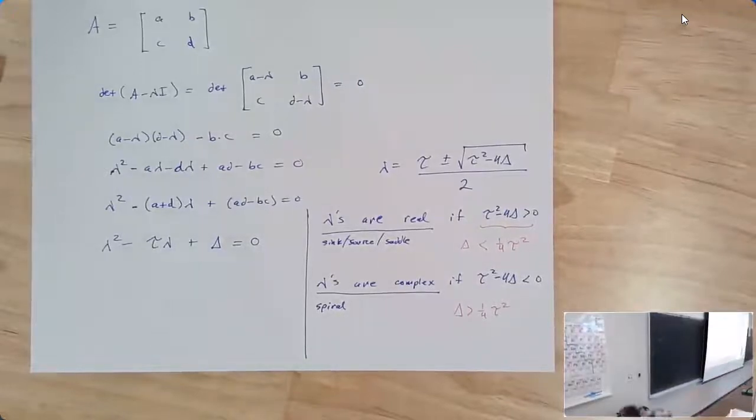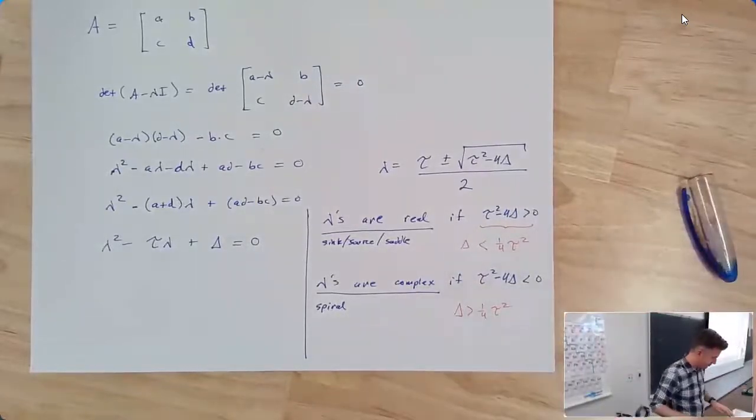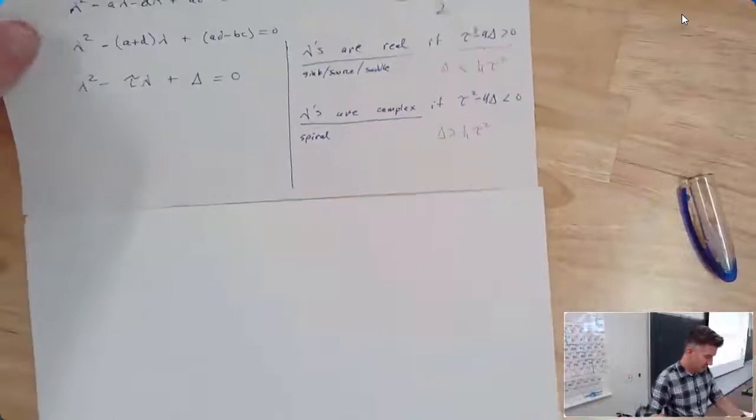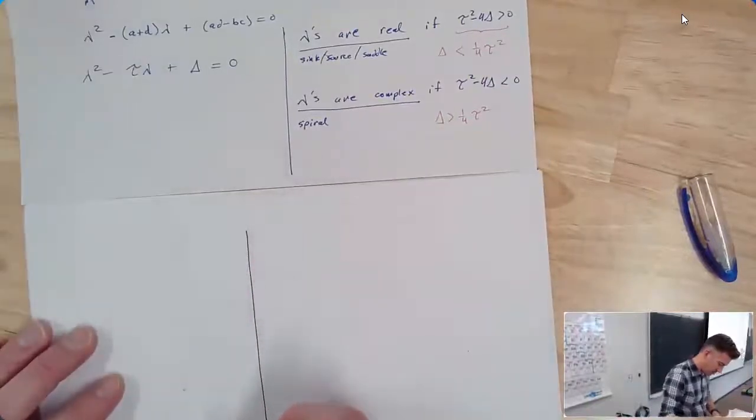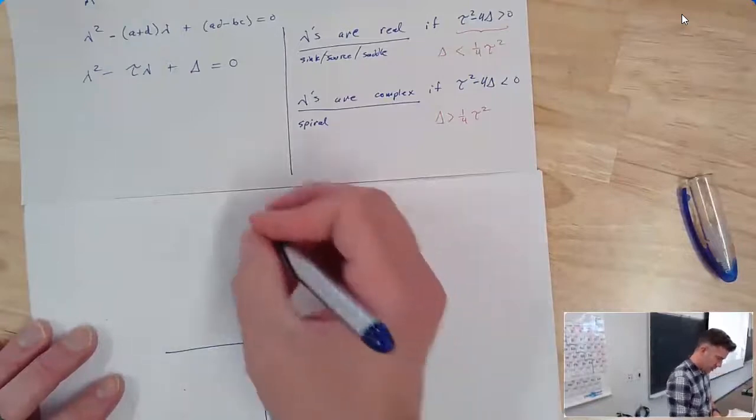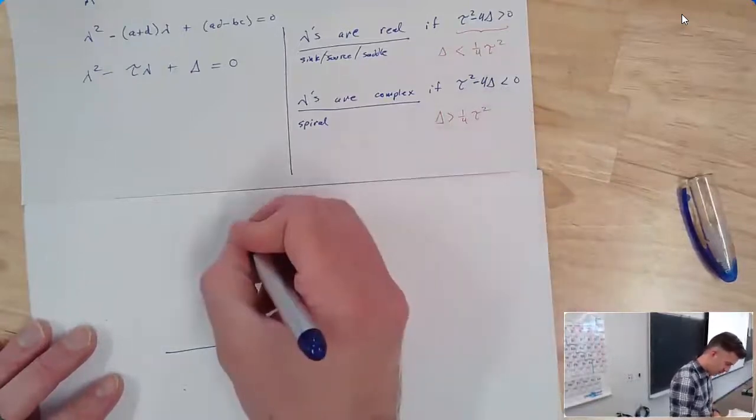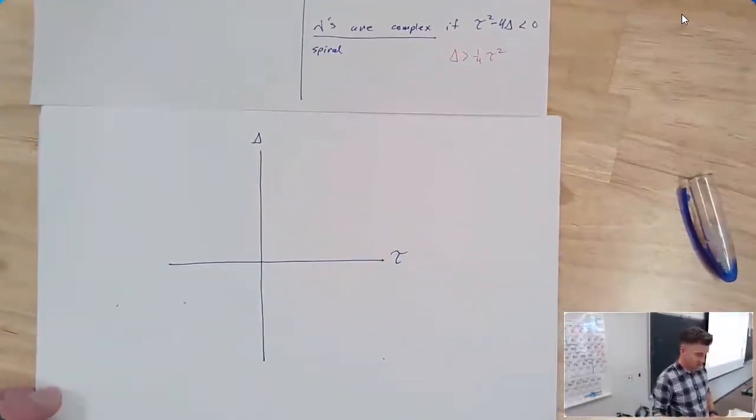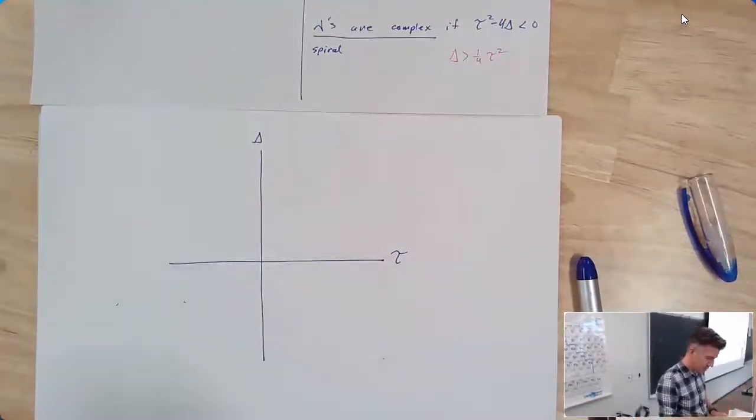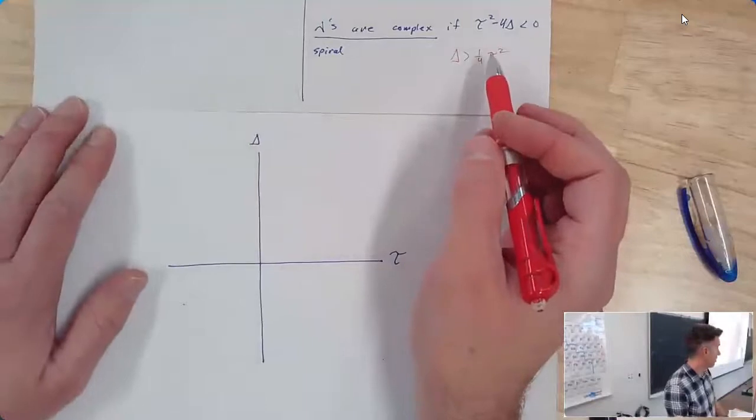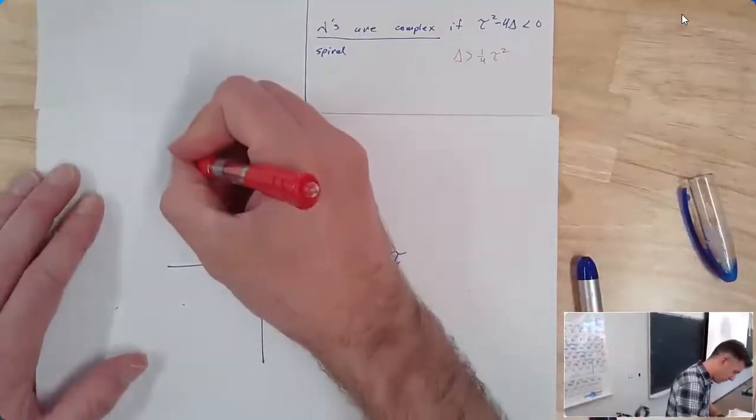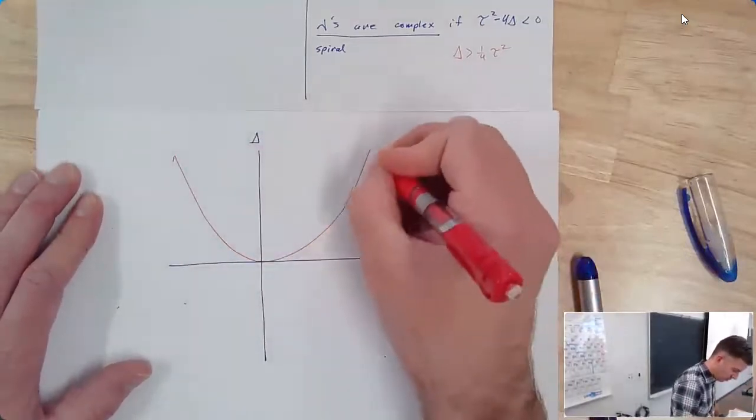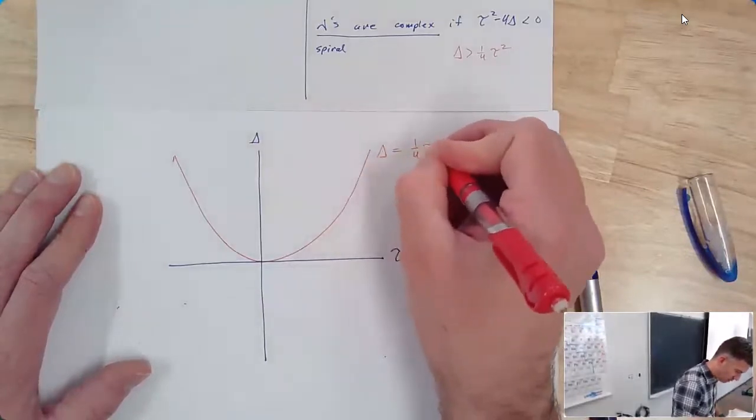Now here's what's kind of neat about this, and I'll draw the picture for you. What people like to do is plot determinant versus trace, and talk about what solutions look like based on what your determinant and trace are. The thing that matters is the determinant being equal to 1/4 the trace squared. So here's that parabola where the determinant is equal to 1/4 the trace squared.